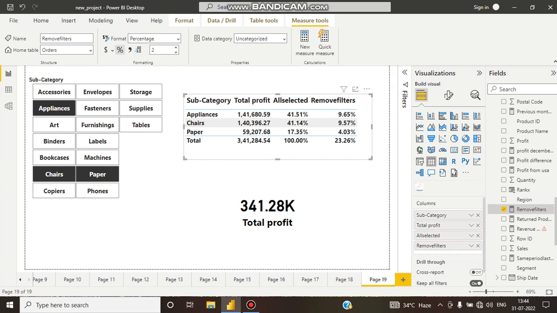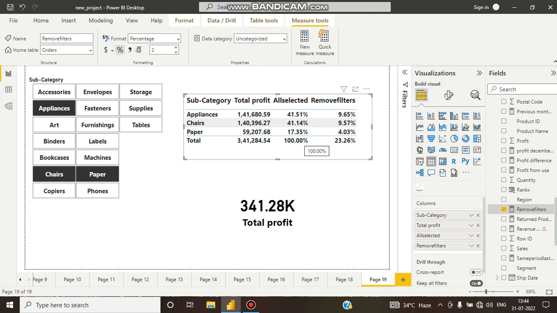Let's see the difference. Here you can see there is subcategory, and I have selected three products: applications, shares, and papers. What is ALLSELECTED doing? ALLSELECTED is giving a percentage. You can see 41.51, 41.14. These three products are selected, right? And all three products are a percentage of 100%. Total percentage is 100%.